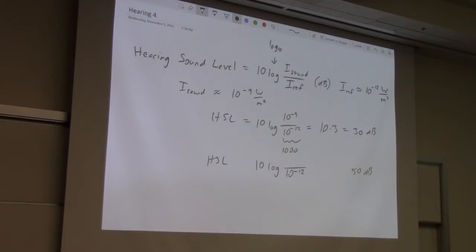Yeah, that's great. We know we need 10 times 5, which is basically 10 to the 5th, and 10 to the 5th bigger than the reference is 10 to the negative 7. So that means an increase of 20 decibels corresponds to an intensity of, how many times larger is that? It's 100 times larger.